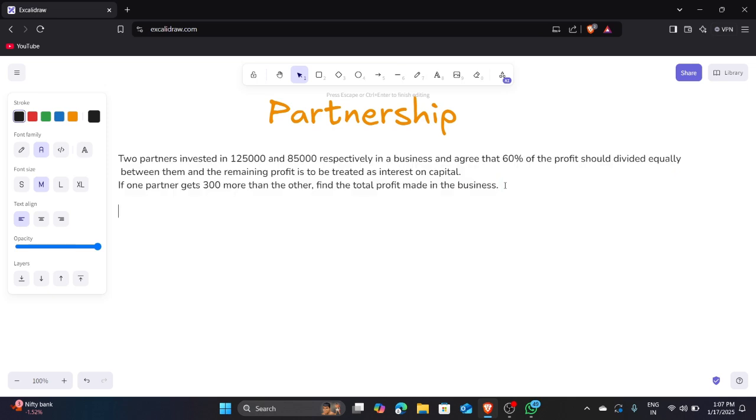As you can see, the two partners invested this money and this money respectively in our business and agreed that 60% of the profit should be divided equally between them, and the remaining profit is to be treated as interest on capital. If one partner gets 300 more than the other, find the total profit made in the business.